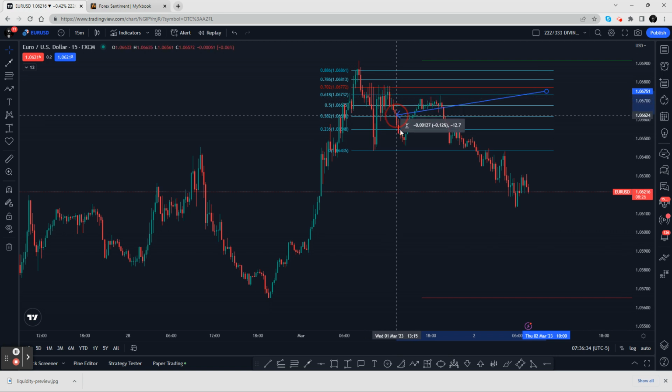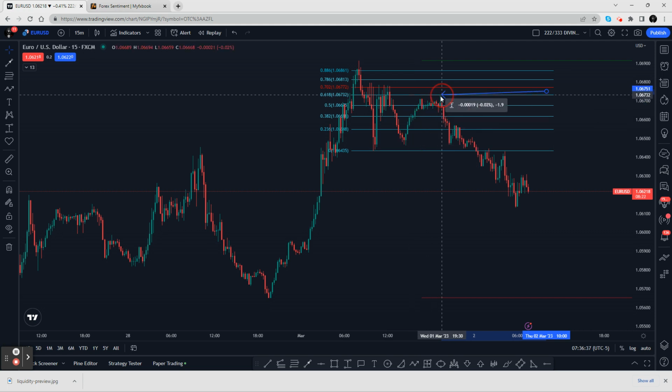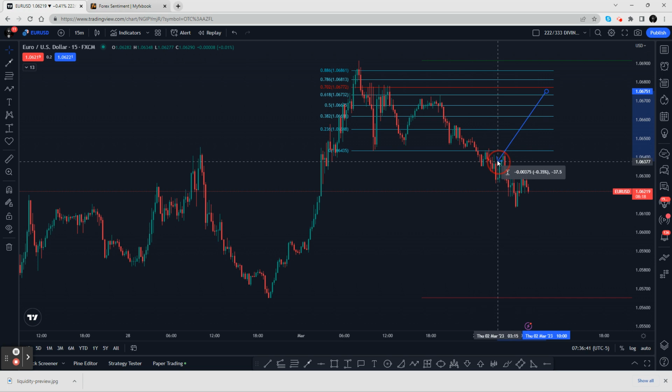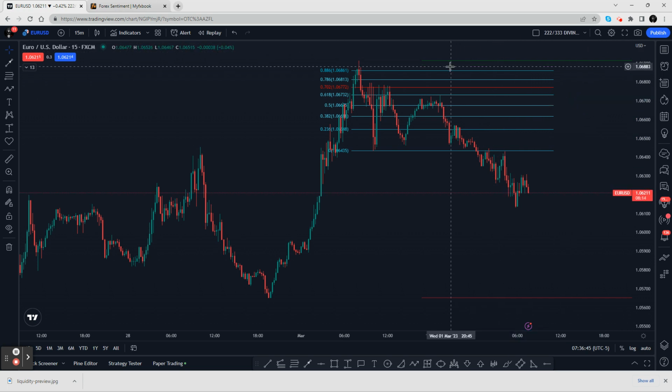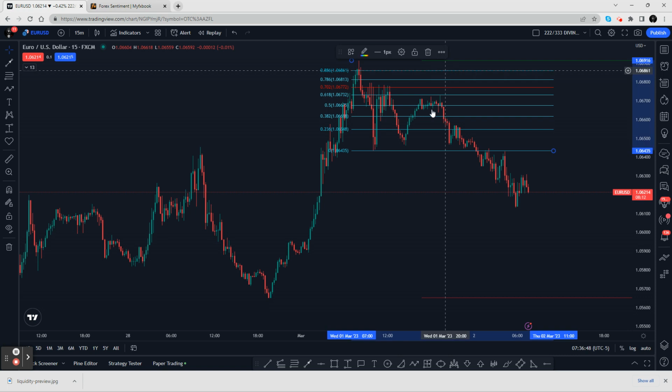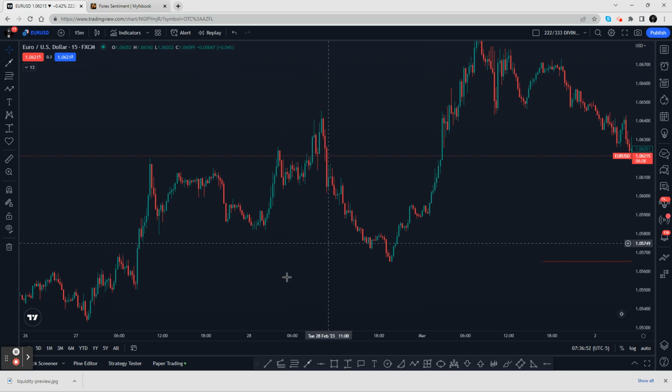Okay. But look what happened again. It came back below the 23%. And then we fight to get right back to the 61 again. And then we finally made our drop. So sometimes you can play these, a fib within a fib, as well. Let's look at maybe this one right here.